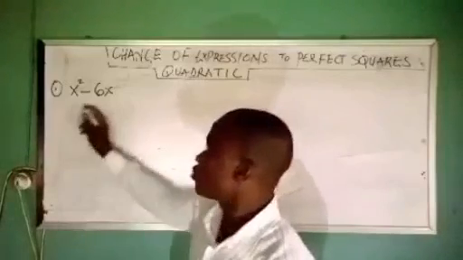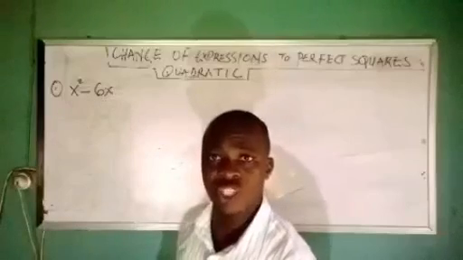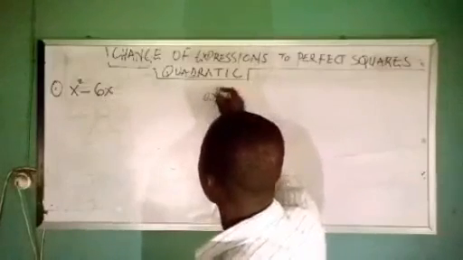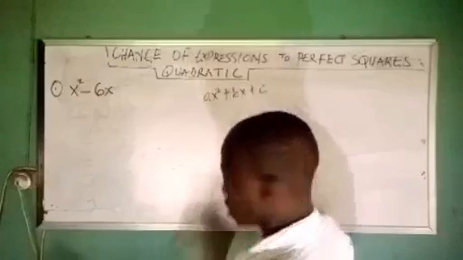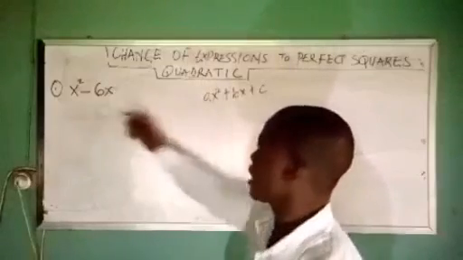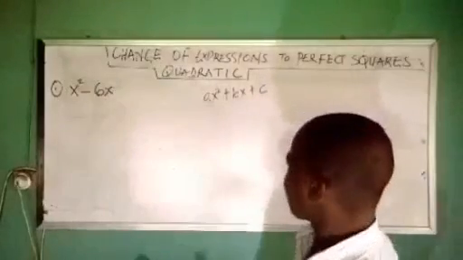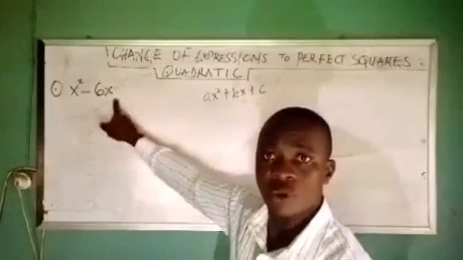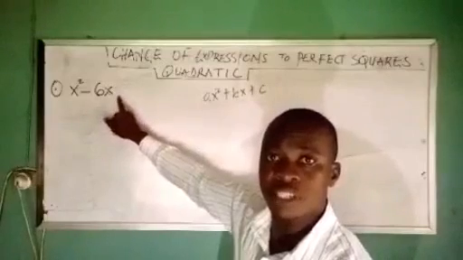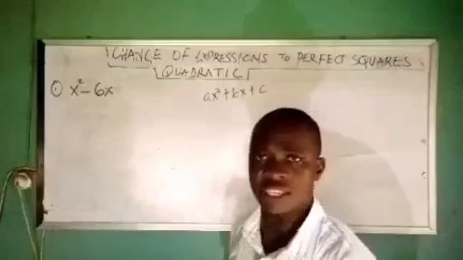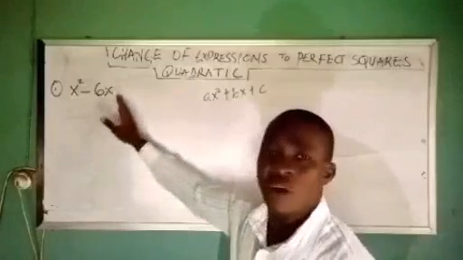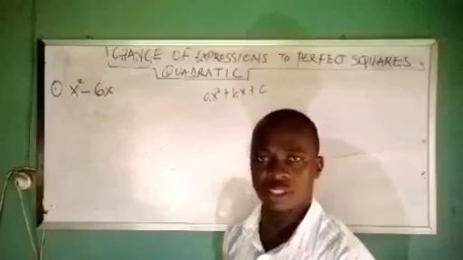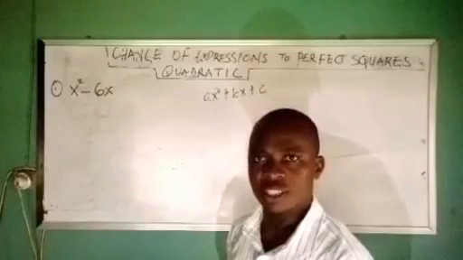Because if we compare this expression to the general expression of a quadratic, this is what we are going to have: ax squared plus bx plus c. If you compare this and this, you see that our constant is not here. Therefore, it is the one that is missing. So we are looking for our constant here. What will be our constant here that will make this expression complete? Are you getting what I'm saying now?